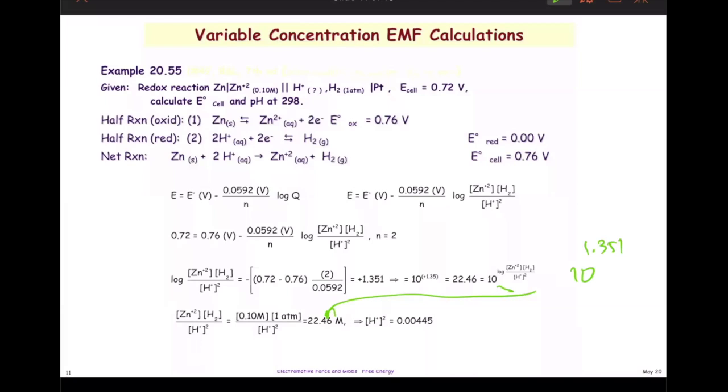So if we solve for H plus in this equation, we come up with H plus squared equals 0.00445. We take the square root of both sides, and it becomes 0.0667. And remember, to get a pH, we need to take the negative log of your hydrogen ion concentration. Hopefully you didn't forget that. And we get a pH of 1.176.